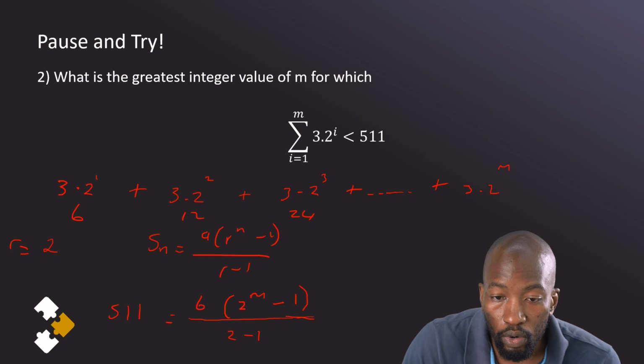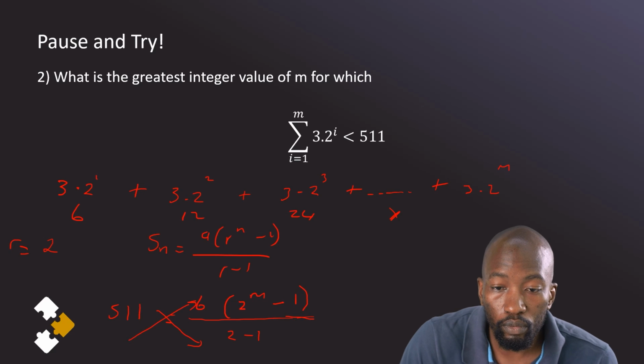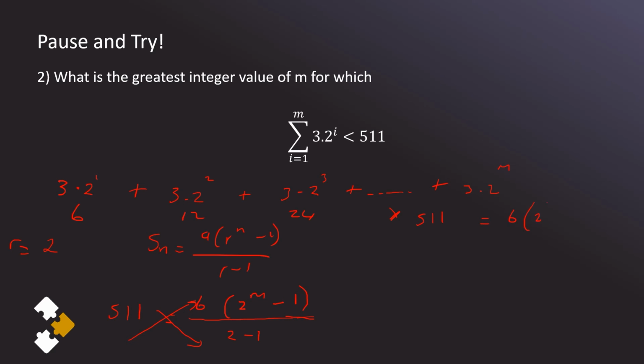Now we know that 2 minus 1 will give us 1, and then we will cross multiply. So we're going to have 511 is equal to 6 into 2 to the m minus 1, close the bracket, divide everything through by 6 there. Now let's check that on our calculators. Now what do we have here? We have 85 and 1 over 6 is equal to 2 to the m minus 1.